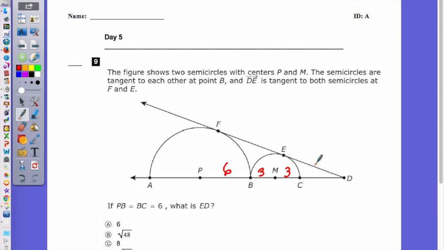Did anybody know what to do on this one? I'm just curious. No, I just guessed. I forgot. I just knew it had to be bigger than 6, so I was guessing. Okay, C or D.